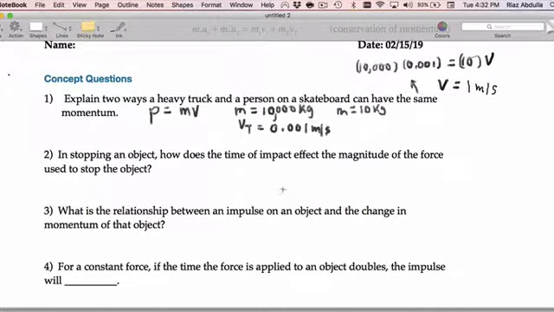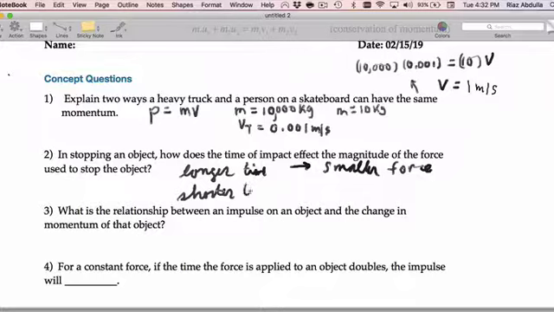Now, number two, in stopping an object, how does the time of impact affect the magnitude of the force? This goes back to our egg drop experiment. So a longer time allows us a smaller force. That was the point of the landing pad. And a shorter time actually means we have to deal with a larger force.